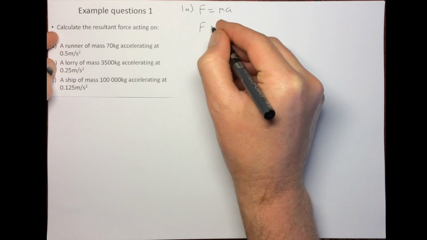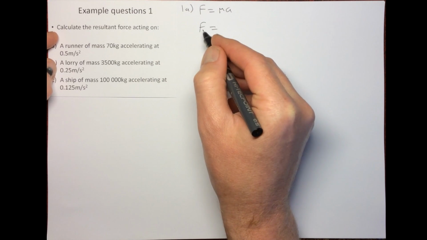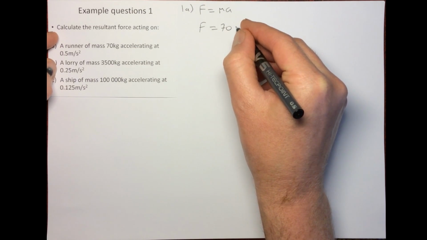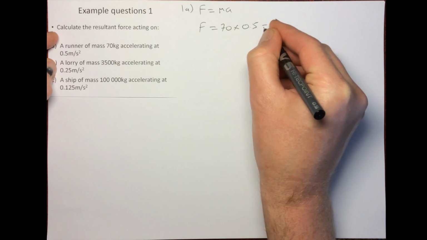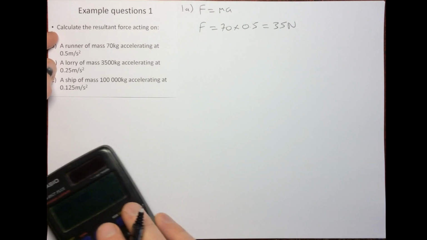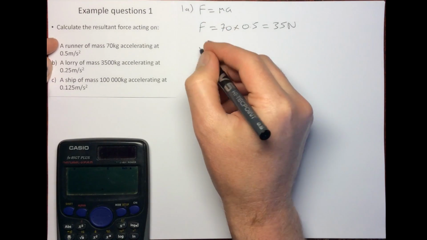So remember, F is equal to the resultant force. M is the mass, which is 70. A is the acceleration, which is 0.5. So that's going to give you 35 newtons. Okay, so that's your first answer there.